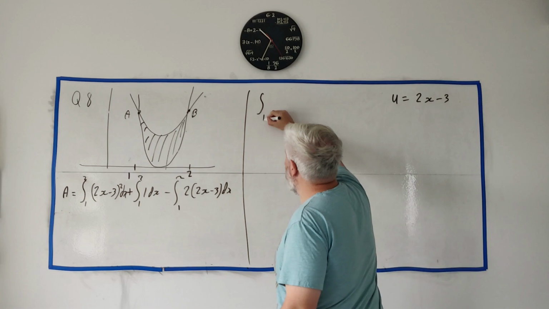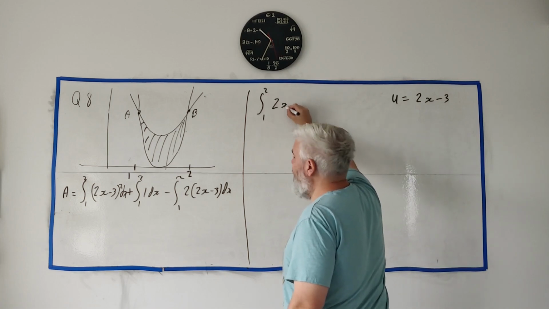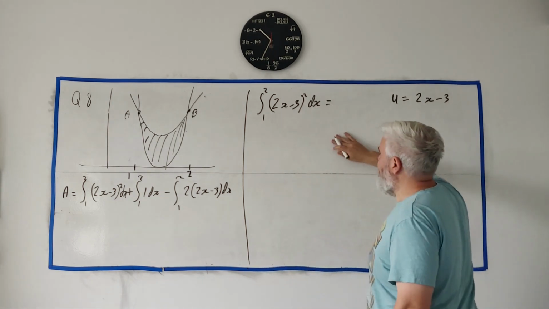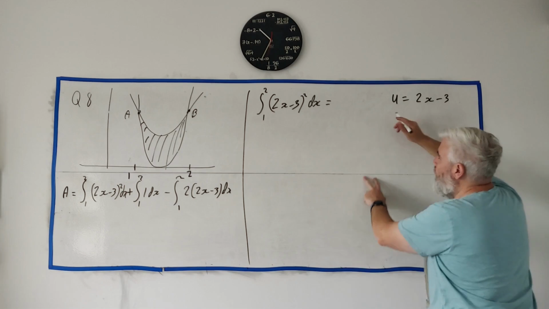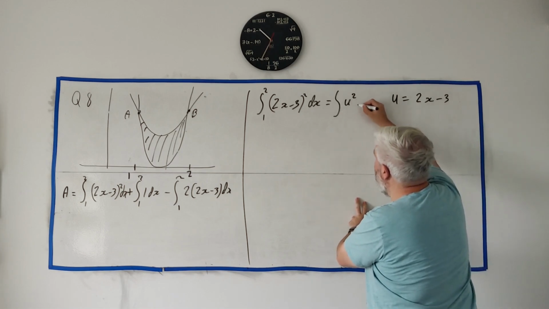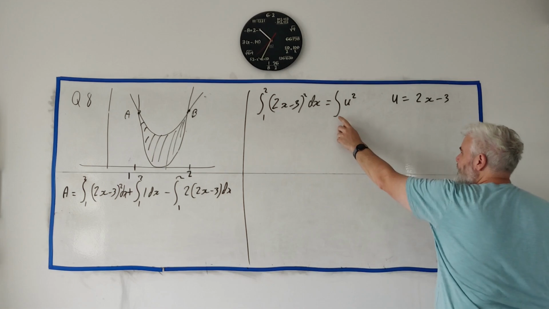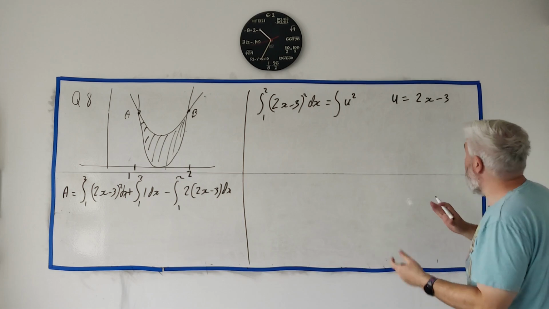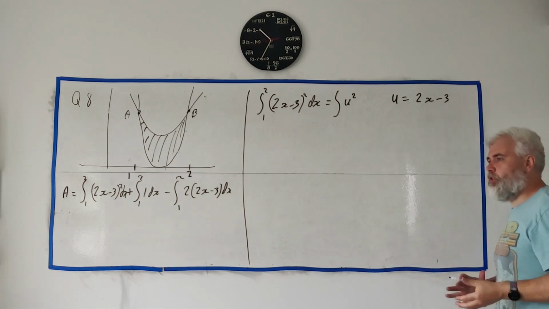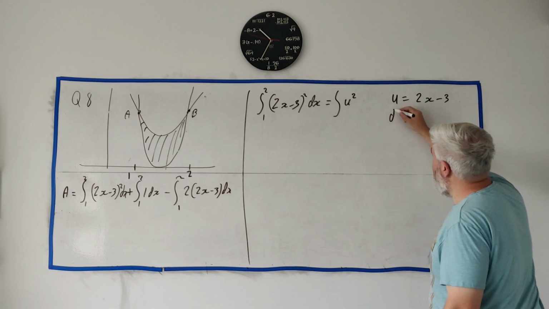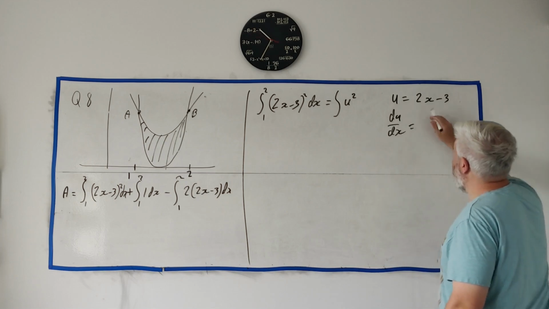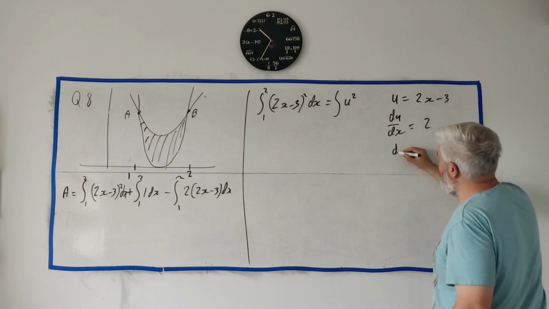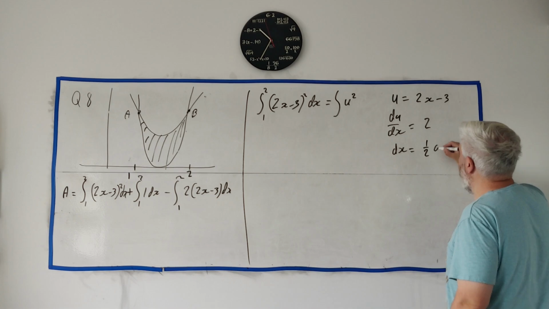The first one, the integral between 1 and 2 of 2x minus 3 squared dx. We can write that instead, using substitution, we can write that as the integral of u squared. But I need new numbers and I need to change the dx. So how we do, and we do this every time we do substitution with integration. We differentiate over here, du/dx is equal to 2, and that disappears. And rearrange this so we get what dx equals. dx is equal to a half du.